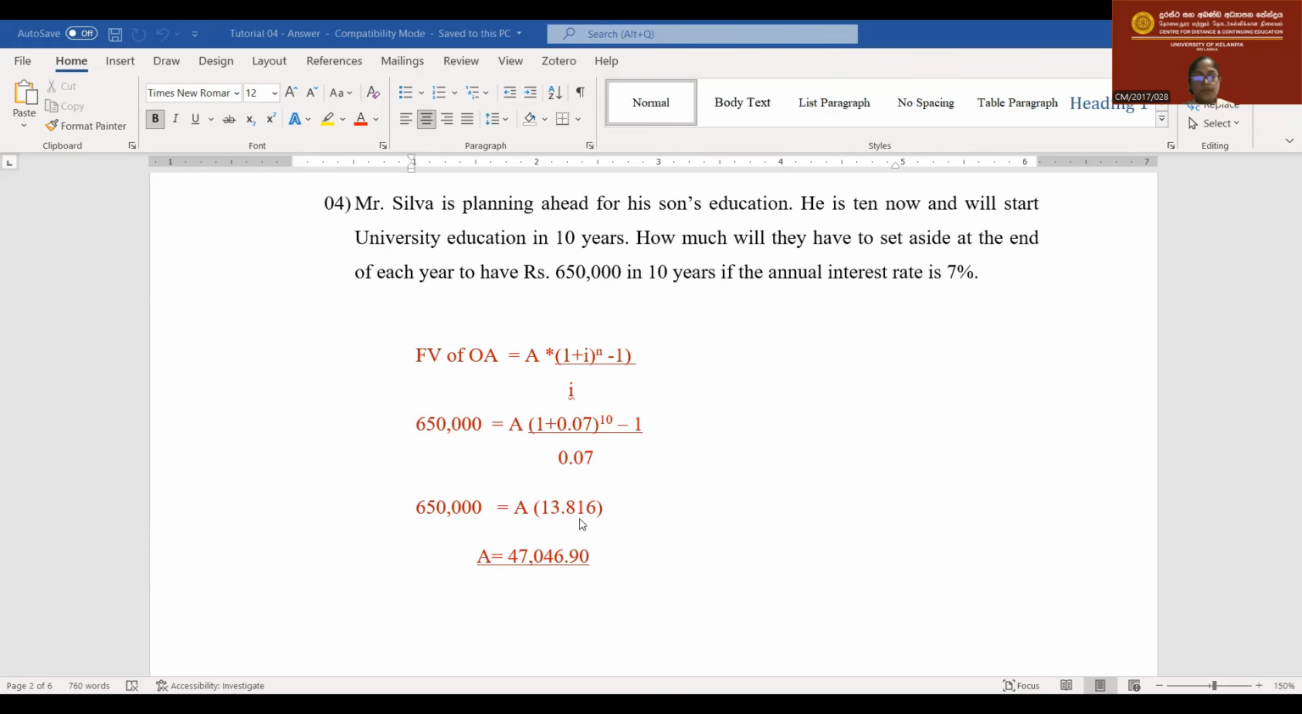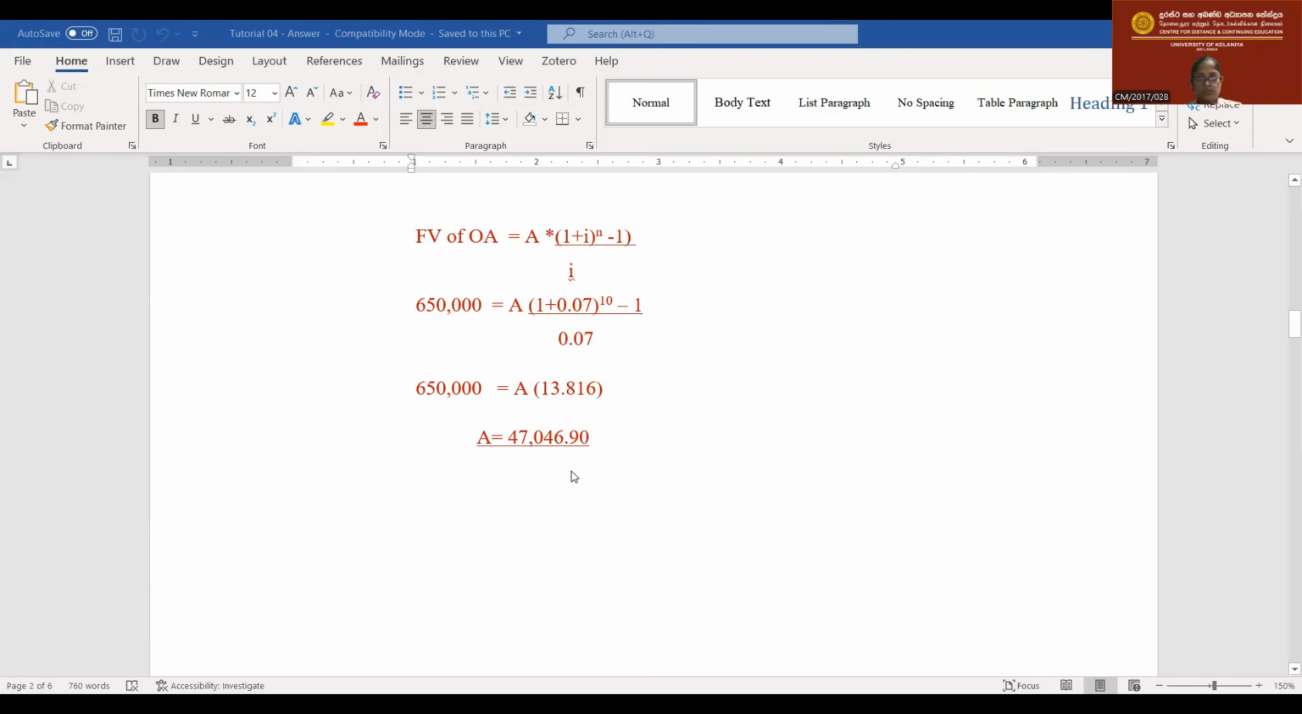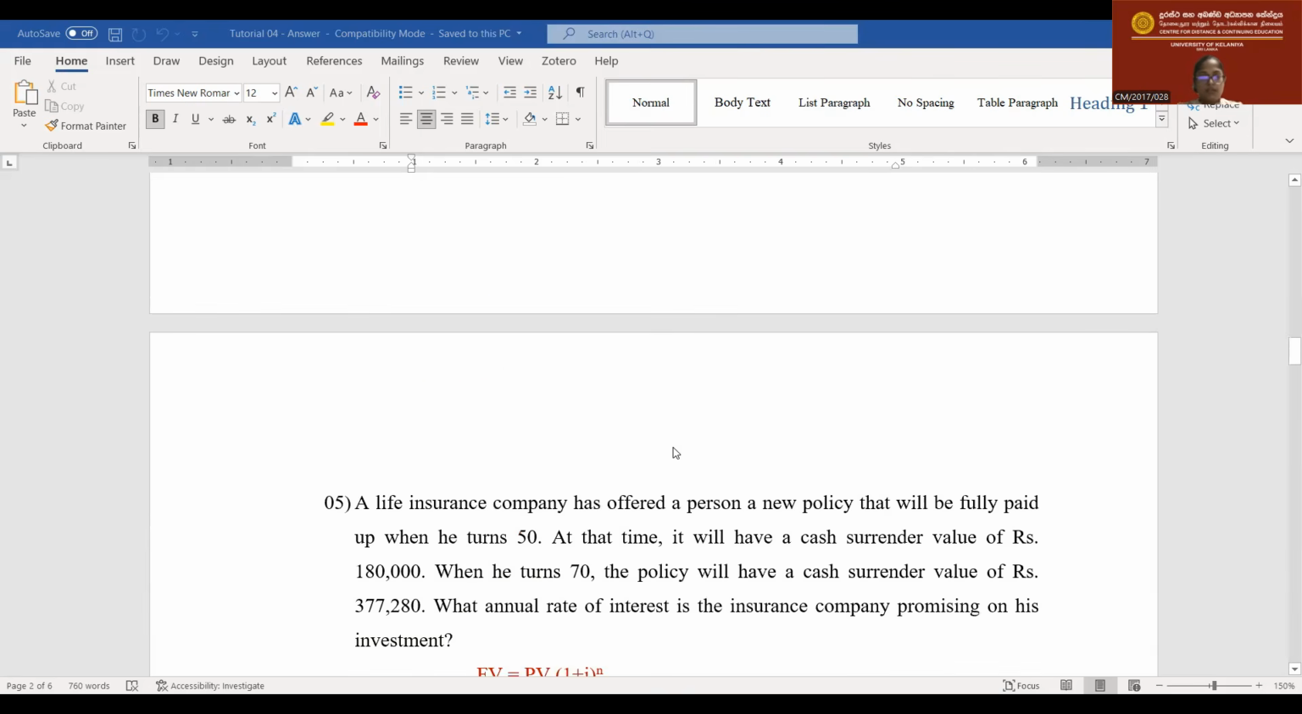Then if it is multiplied by A, that has to be taken as 650,000. In order to find A, we can obtain 650,000 divided by 13.816. Therefore, the final answer would be 47,046.90. This is what they have to set aside at the end of each year. It's very easy. Right? Okay, the final one.